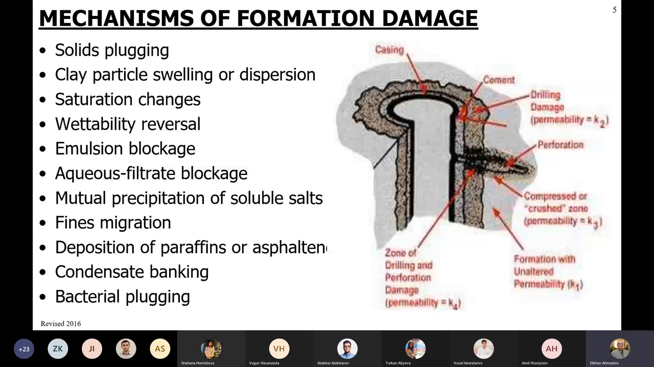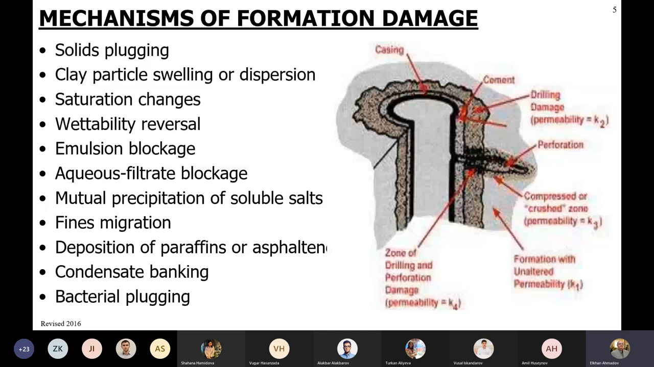Saturation change, of course. Again, when we drill through the reservoir, some drilling mud is invading into the formation, and as the drilling mud is mainly water-based, the water will change the saturation around the near wellbore. So the pores that were containing oil will now be containing some water, and therefore the relative permeability to the oil will change, and we will get less path area or flow area for the oil flow.